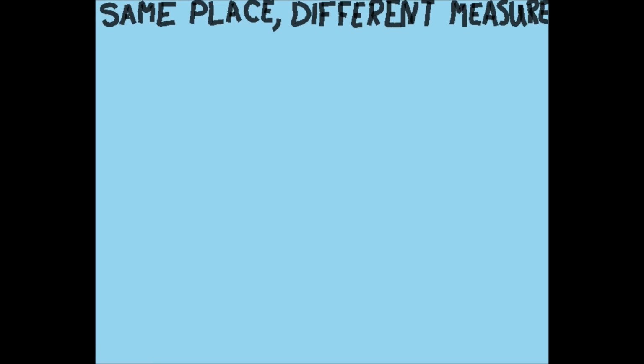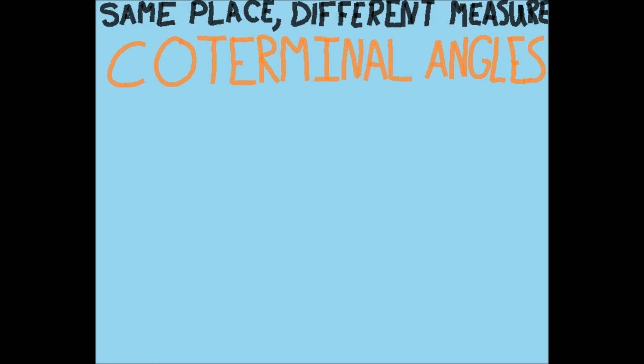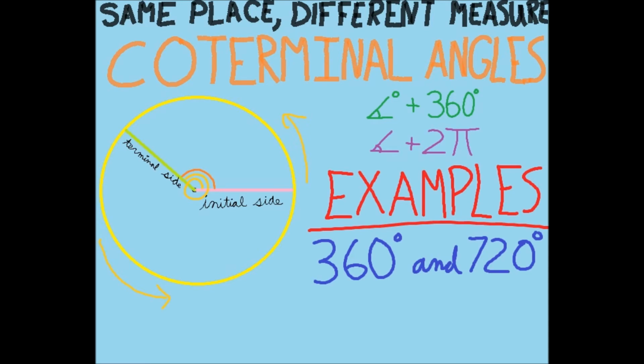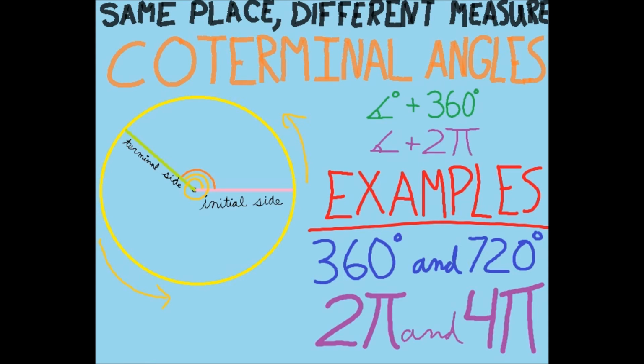In the unit circle, there are angles that are in the same place but not the same measure. These are called coterminal angles, and they share the same initial side and terminal sides. To find coterminal angles in degrees, take an angle measure and add or subtract 360. And to find coterminal angles in radians, take the angle measure and add 2 pi. For example, 360 and 720 are coterminal angles. In radians, 2 pi and 4 pi are coterminal angles.